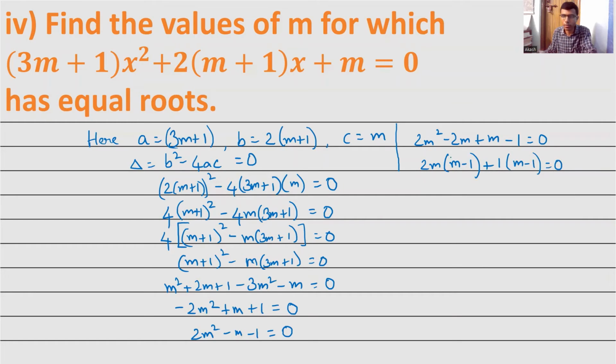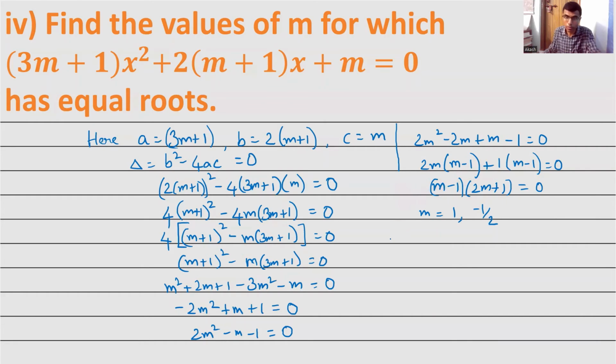I don't have to take anything common, they are already matching, I just need to put a 1 in the beginning. Okay, now if I take m minus 1 common, I'd be left with 2m plus 1 is equal to 0. Therefore m is equal to 1 comma minus 1 by 2. This minus 1 by 2 I got when I equate 2m plus 1 to 0, then 2m is equal to minus 1 and m is equal to minus 1 by 2. m minus 1 equal to 0 means you get m as 1.